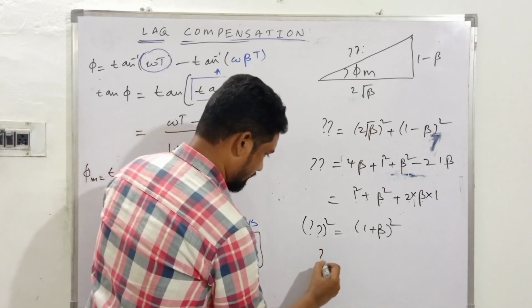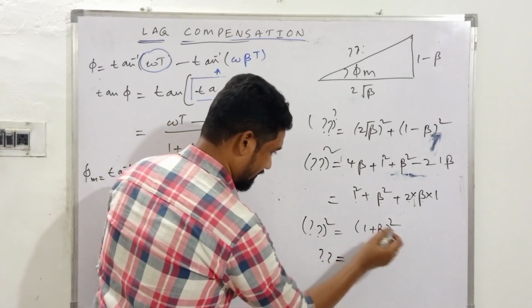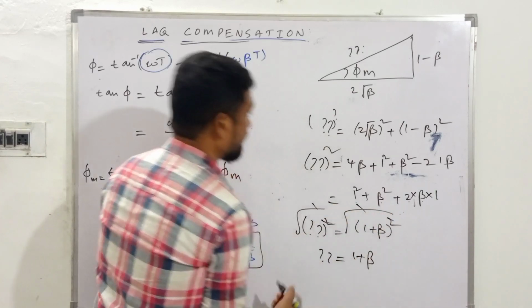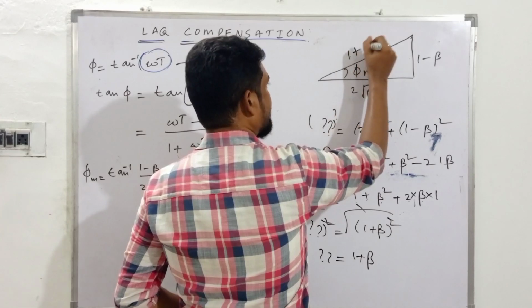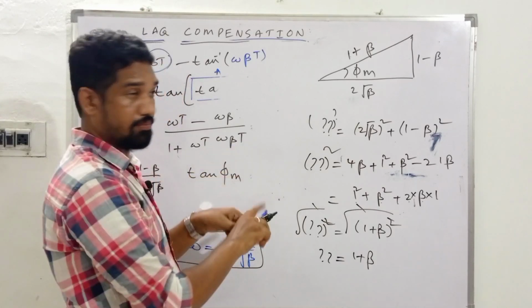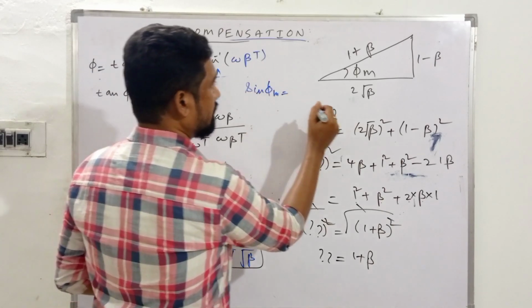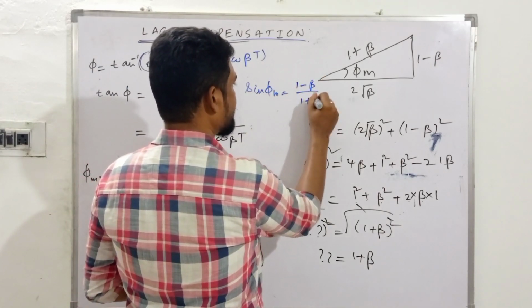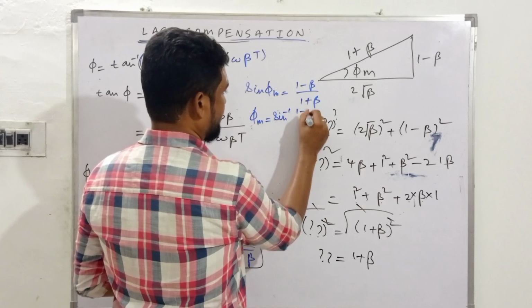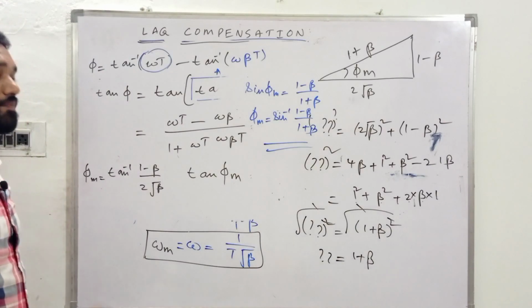I'm sorry, from the beginning, this square will be equal to, the root on either side gets cancelled, and we have 1 plus beta. So which gives us sine over here. Concentrate over here. Sine phi m will be equal to 1 minus beta by 1 plus beta, or else phi m will be equal to sine inverse of 1 minus beta by 1 plus beta. Now this is the important expression which is used in designing a lag compensator.